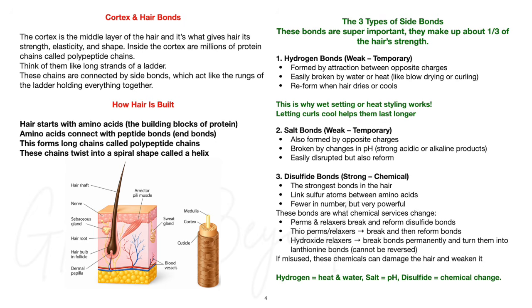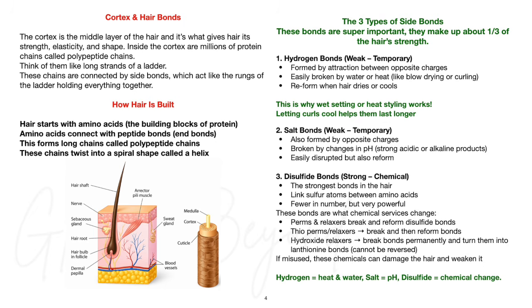Number 2, salt bonds, also weak and temporary, also formed by opposite charges, broken by changes in pH, strong acidic or alkaline products, easily disrupted but also reform. Number 3, disulfide bonds, strong chemical, the strongest bonds in the hair. Link sulfur atoms between amino acids, fewer in number but very powerful.